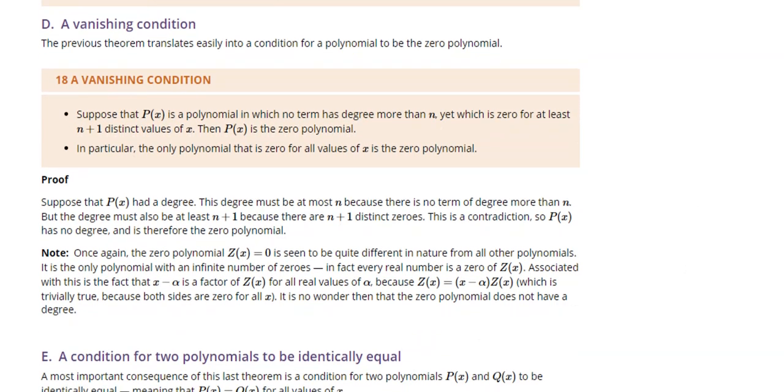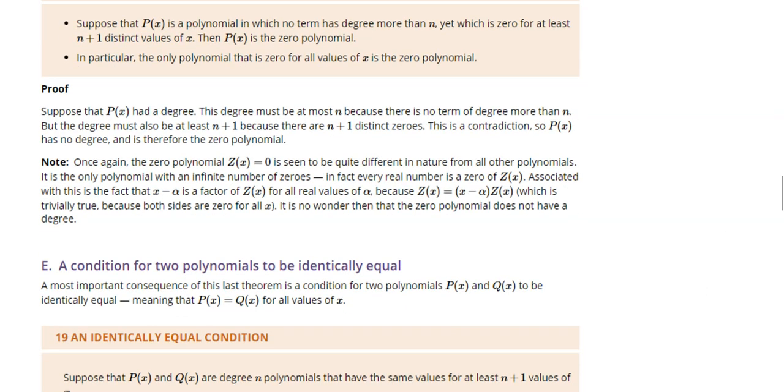A vanishing condition. The previous theorem translates easily into a condition for polynomials to be a zero polynomial. Suppose p of x is a polynomial in which no term has a degree more than n, yet is 0 for at least n plus 1 distinct values of x. Then p of x must be the zero polynomial. In particular, the only polynomial that is 0 for all values of x is the zero polynomial. Otherwise, it would have other values.